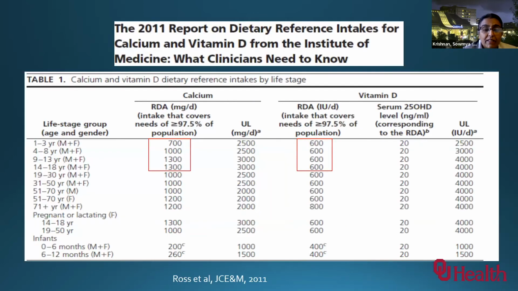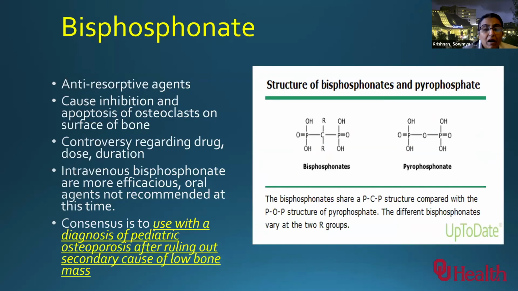This is the Institute of Medicine recommendation on calcium intake and the recommended vitamin D intake in children at different age groups. Apart from calcium, vitamin D, and weight-bearing exercise, the other thing that is often used in children with pediatric osteoporosis is bisphosphonates. Bisphosphonates are anti-resorptive agents. They cause inhibition and apoptosis of osteoclasts on the surface of bone. There is still not a uniform approach to the use of bisphosphonates with regard to drug, dose, and duration. But I will give some overarching themes and guidelines regarding bisphosphonate use in children.